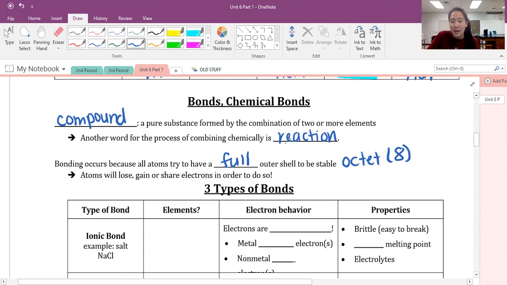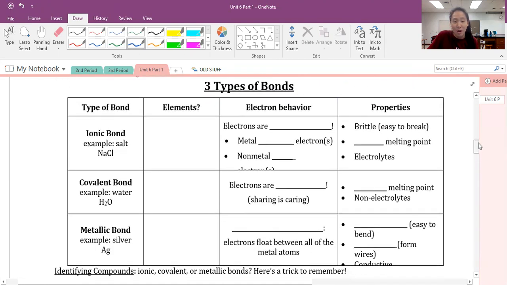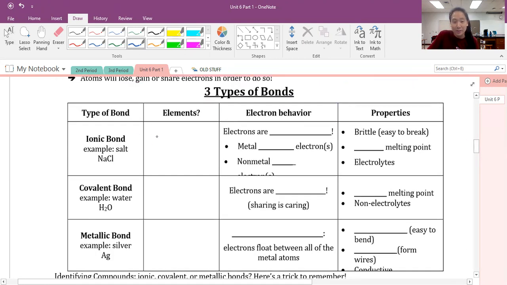To achieve this, there are 3 different types of bonds. The first one is called an ionic bond. This is when you have a metal attached to a nonmetal. An example of this is salt, NaCl. Here, electrons are transferred, okay? Metals are going to lose electrons to achieve that octet, and nonmetals are going to gain those electrons to achieve their octet. So the metals are going to give up their electrons and give them to the nonmetals. It's like one man's trash is another man's treasure.